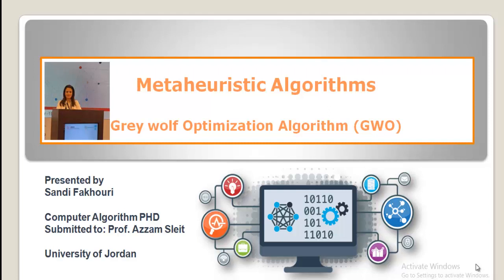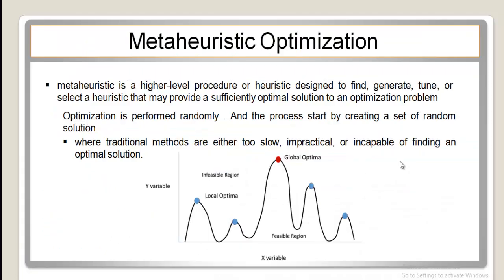At its core, a metaheuristic is a higher-level procedure or heuristic designed to find, generate or select a heuristic that may provide a sufficiently optimal solution to an optimization problem. So it's a kind of master plan designed to guide the search process toward finding an optimal solution to complex problems. These problems are typically so challenging that conventional methods either take too long, are impractical, or simply fail to find the best solution. So the process begins with a set of solutions.